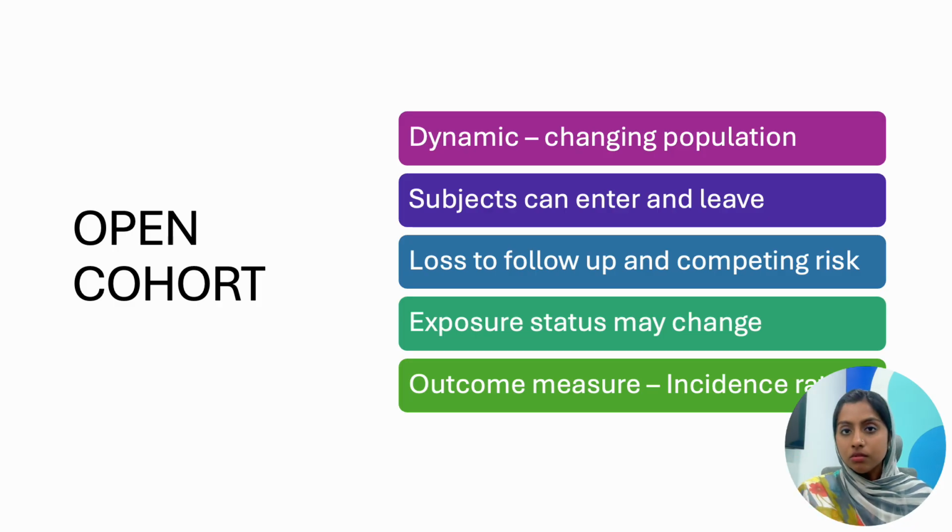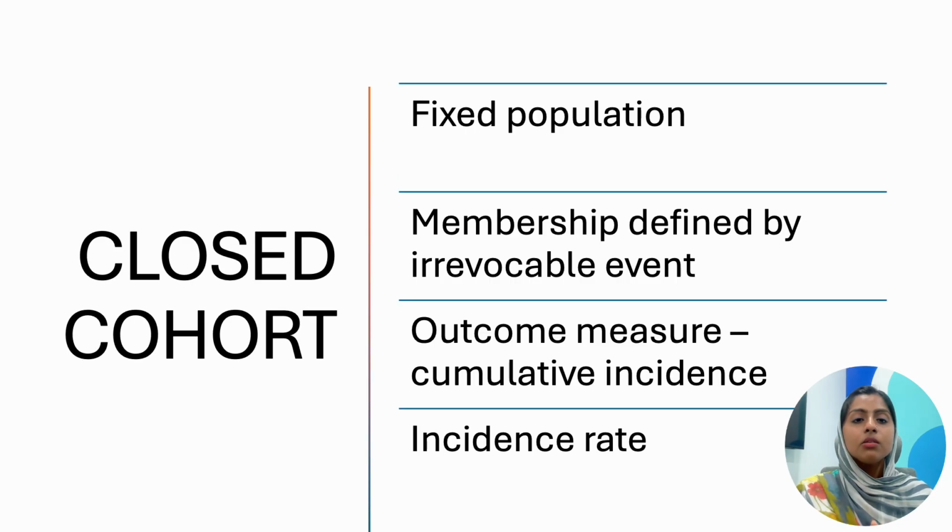So this is what you need to know. You need to measure the outcome, and then you need to do the measure of association. So what's a closed cohort? This is a fixed population where you have fixed people from the beginning, and you don't have varying subjects. The outcome measure would be cumulative incidence, which means the number of new cases that have occurred divided by the total number of cases. And you can also consider incidence rate, because you can consider the whole time the patient has been in the study and then calculate an incidence rate.